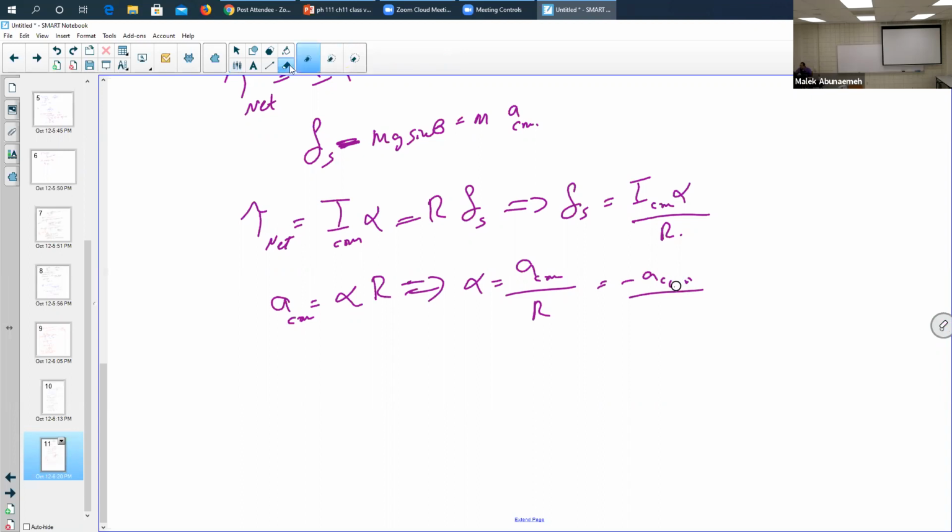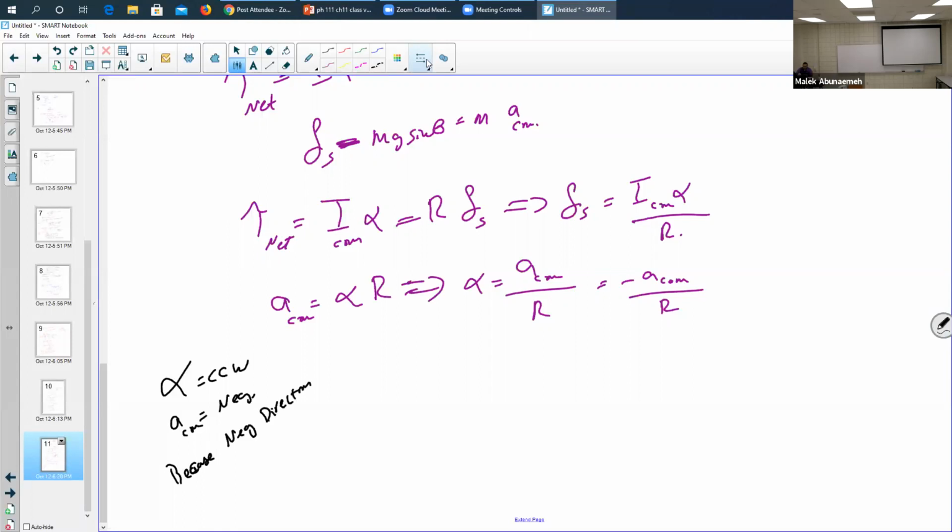Let me just write this down: center of mass divided by R. You see, alpha is counterclockwise. That means your center of mass acceleration is going to be negative because it's in the negative direction of the x-axis.